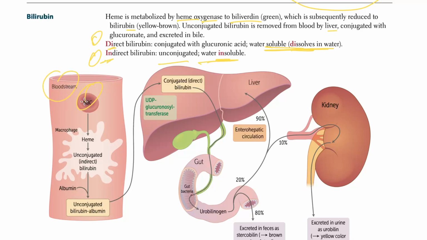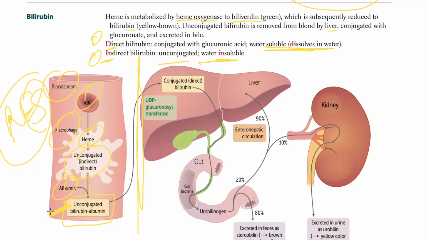So let's go through it. In the bloodstream, RBCs are getting destroyed by the macrophages of the reticuloendothelial system and converted to heme. Heme goes and gets converted into unconjugated indirect bilirubin. That goes into the blood again and binds albumin, so you have the unconjugated bilirubin-albumin complex. Remember, right now we have unconjugated bilirubin before you hit the liver. The albumin has to bind to it because it is insoluble, not soluble in water. The albumin binds to it and forms a complex.